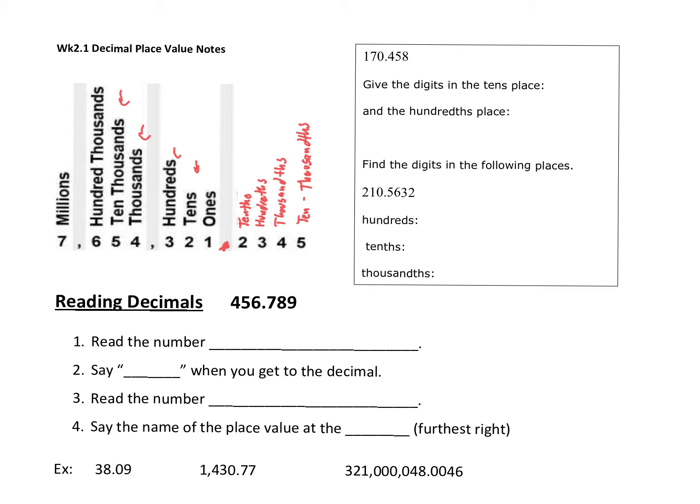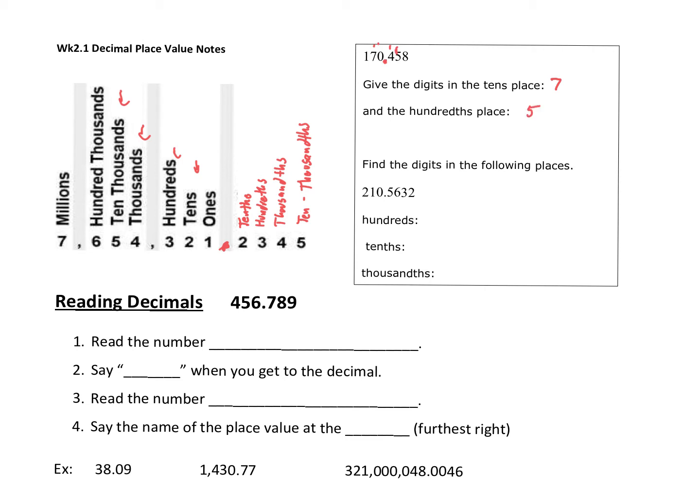Okay, so look over to the right here. Give the digit in the tens place with the number 170 and 458 thousandths. So we always find the decimal, and then we have ones, tens, so there's this 70. The digit is a 7. The place value would be 70, but the digit is a 7. Okay, next we're going to put it in the hundredths place. I always like to start at the decimal and just count tenths, hundredths, the 5.